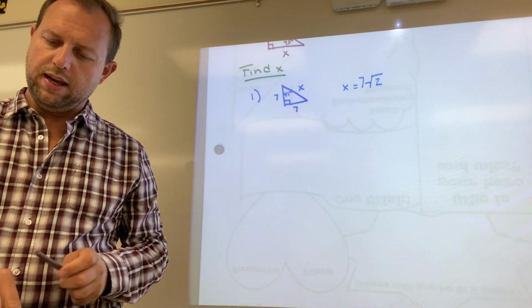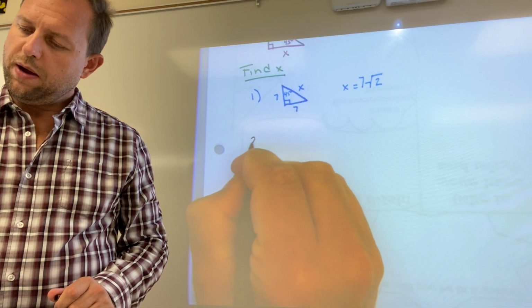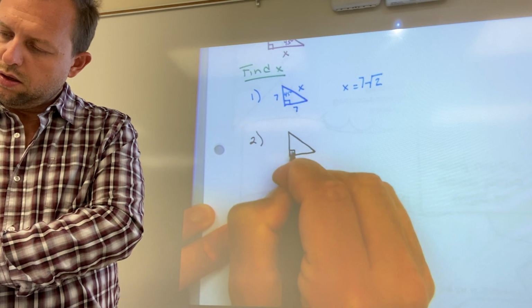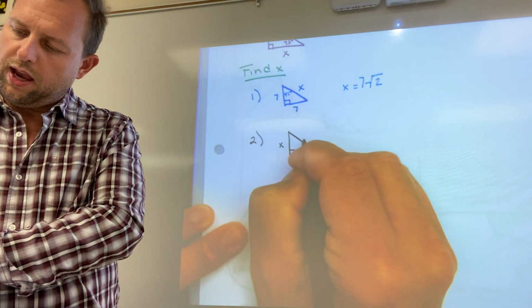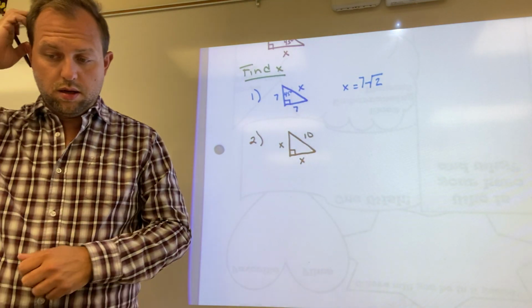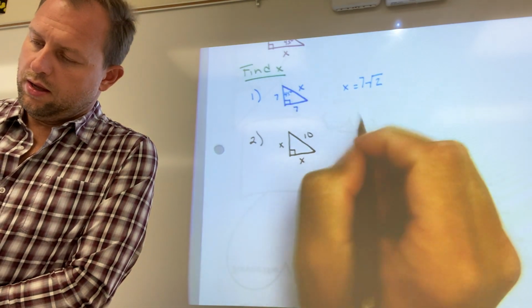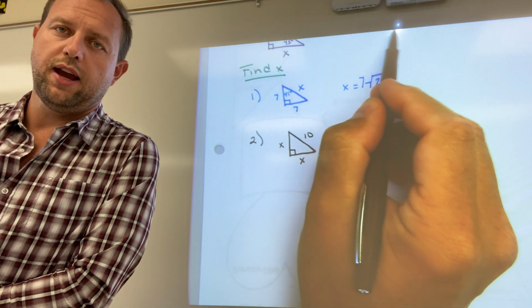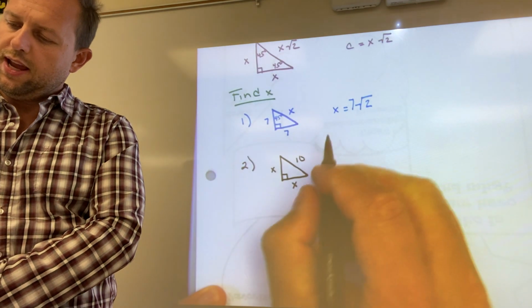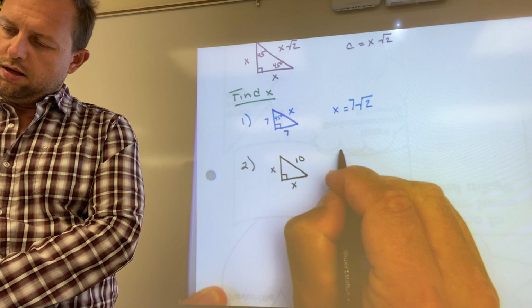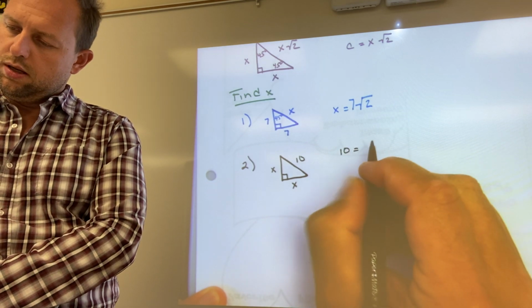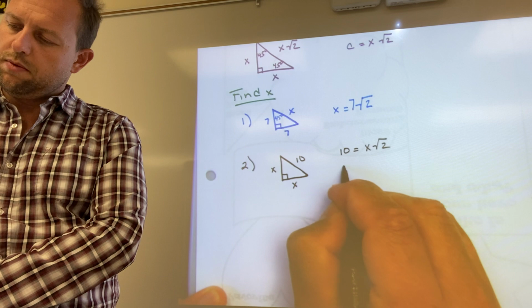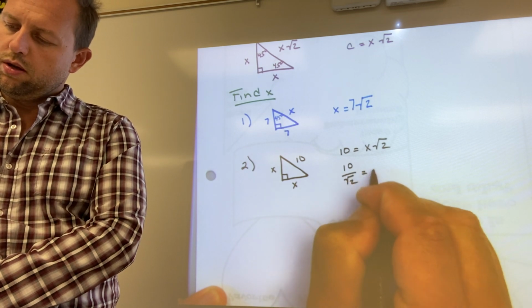If we're given the hypotenuse, so we're given sides of x and a hypotenuse of 10, then remember that we can put this in to this equation, c equals x root 2 that we had up here. So we put 10 in for c. 10 equals x root 2. To solve for x, we're going to divide over the root 2, so it's going to become 10 over root 2 equals x.